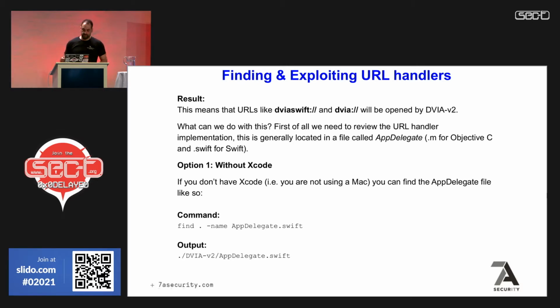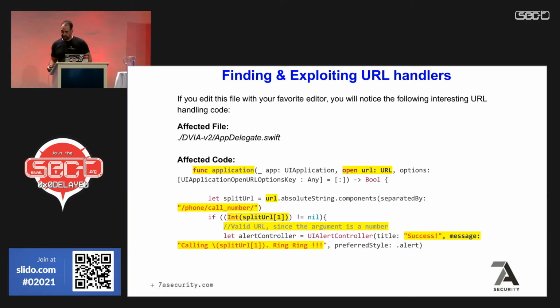That is going to be done in the app delegate. If the application is written in Swift, this will be appdelegate.swift. If it is written in Objective-C, it will be appdelegate.m, right? So this can vary, but in this case, this is the logic. It's looking for phone call number, and it's going to split this into an array called split URL, and then it's going to cast. If you're familiar with PHP, this would be the equivalent of explode, and if you're familiar with Python, this would be the equivalent of split.